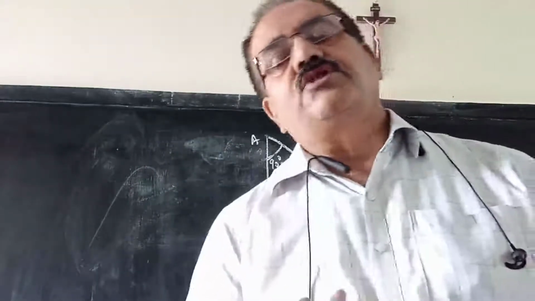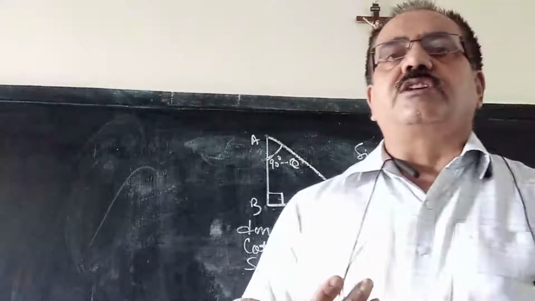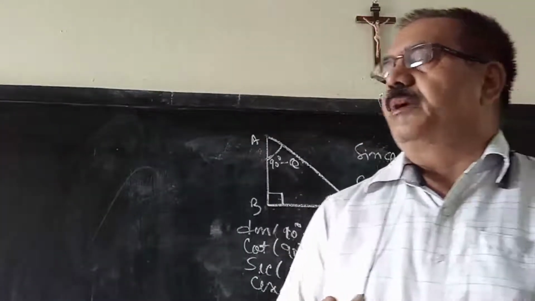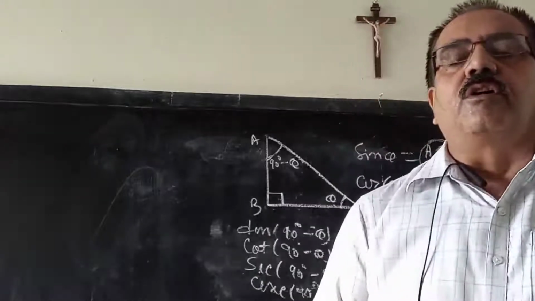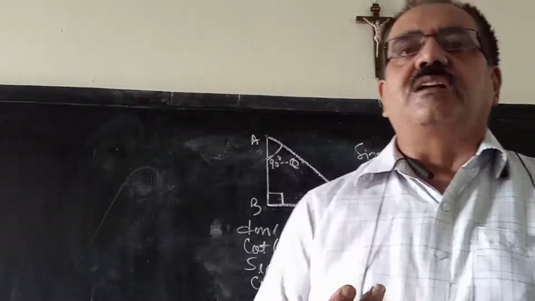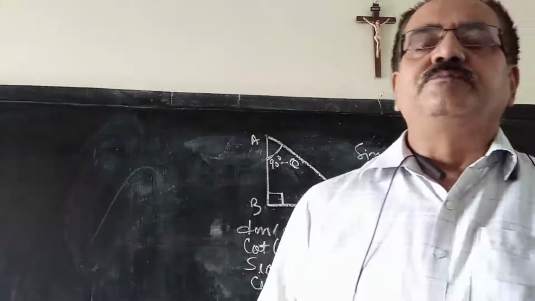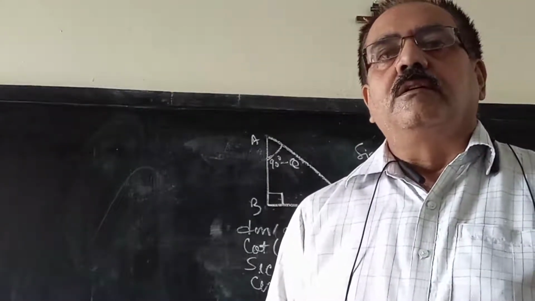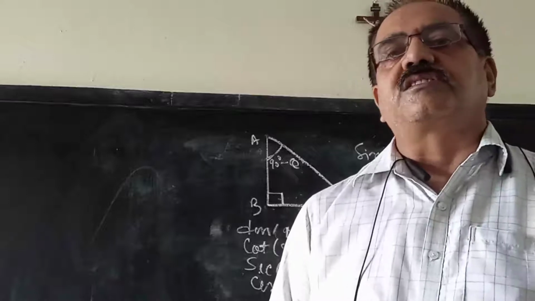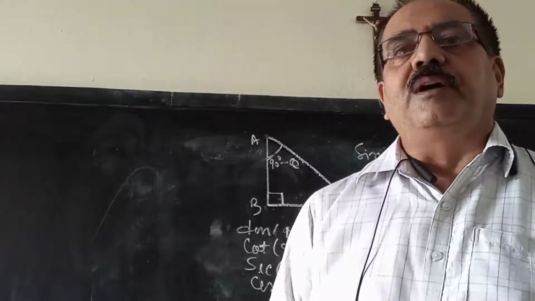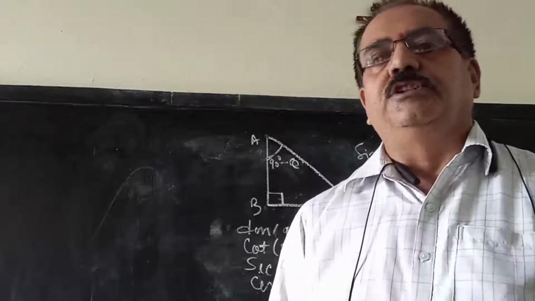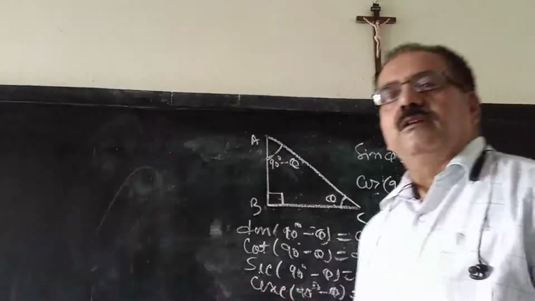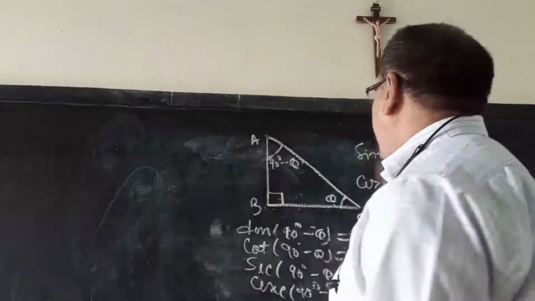Sin(90 minus theta) is equal to cos theta, cos(90 minus theta) is equal to sin theta, tan(90 minus theta) is equal to cot theta, cot(90 minus theta) is equal to tan theta, cosec(90 minus theta) is equal to sec theta, sec(90 minus theta) is equal to cosec theta. And besides this, the formulas we studied in the first chapter of trigonometry we also have to use. Now see here how to solve questions based on complementary angles.